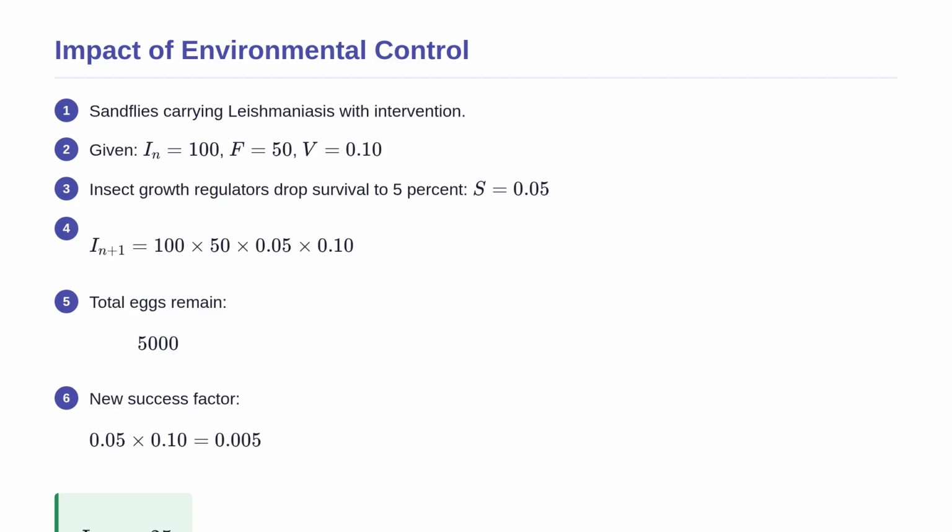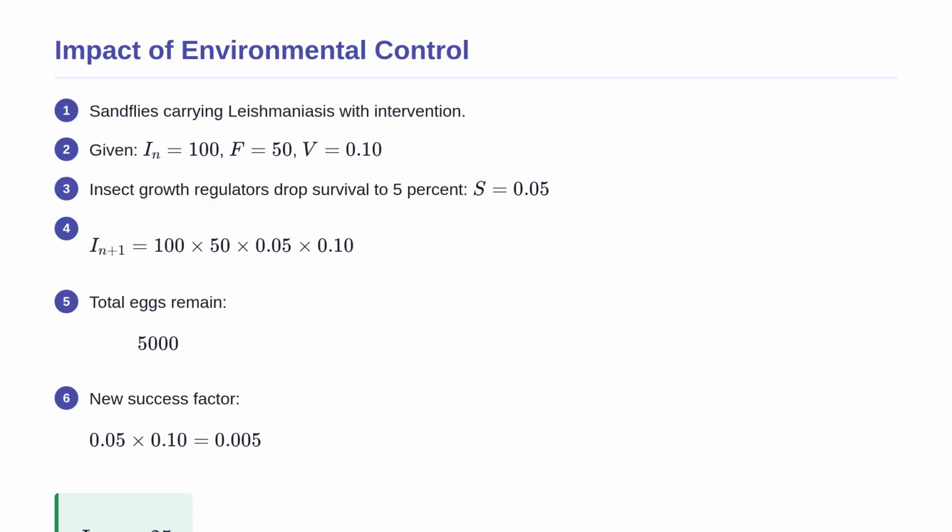This stable baseline leads us to an important question. What happens if we intervene? Let us look at sandflies carrying leishmaniasis. We start with the same 100 females, 50 eggs, and 10% transmission. However, health workers spray insect growth regulators, dropping the survival rate to just 5%.